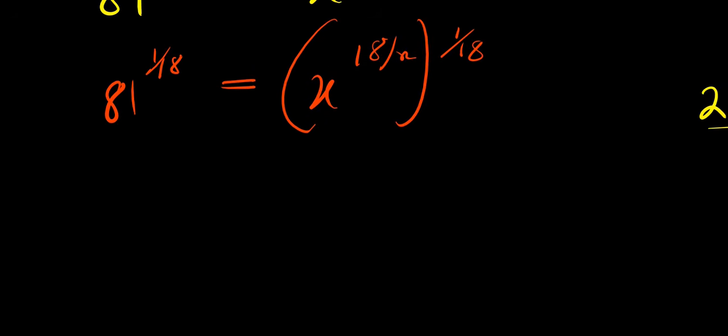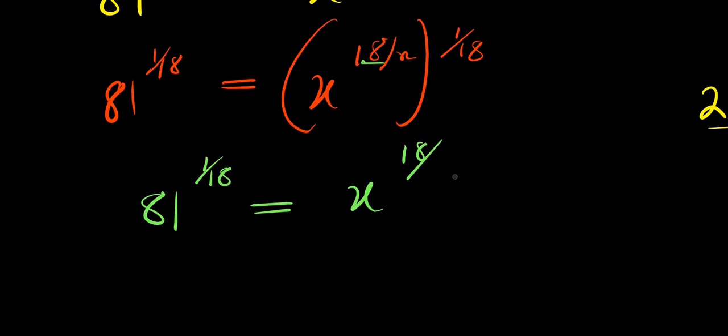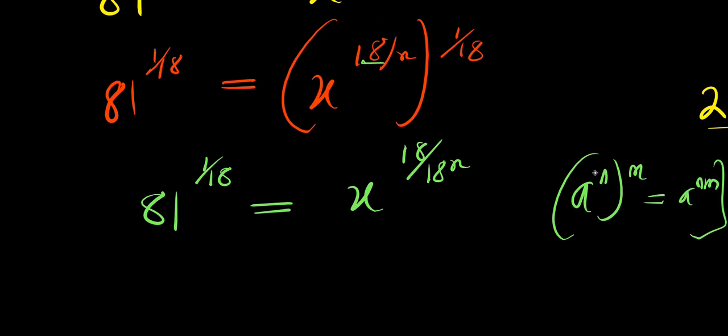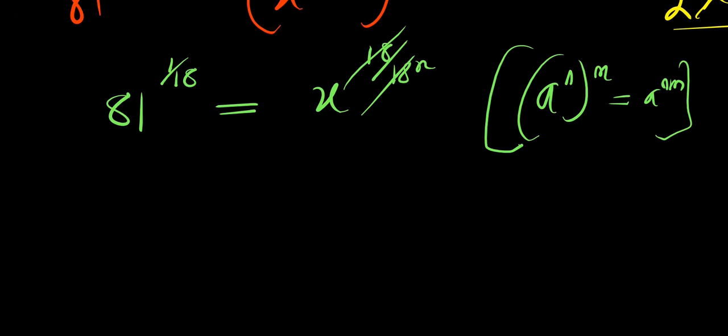Now, I will have 81 power 1 over 18 equals x power 18 times 1 over 18, that is 18 divided by x times 18. We have 18x, because remember, a power n raised to the power of m equals a power n times m. So 18 eliminates 18. I have 81 power 1 over 18 equals x power 1 over x.